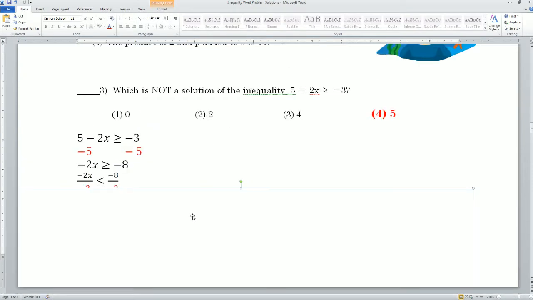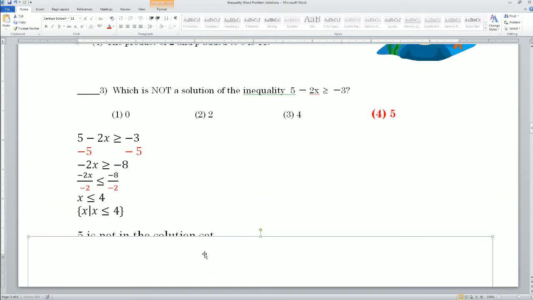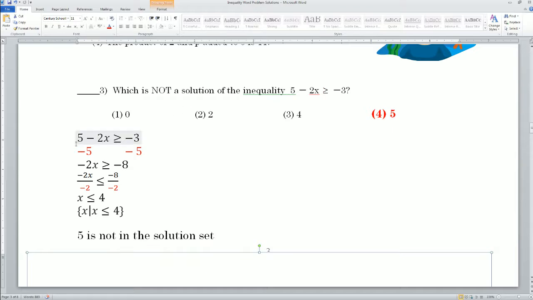Next one, which is not a solution to the inequality, right? Here you go. So here's the equation. Subtract 5 because you already have one variable. Divide by negative 2. Look, I flipped this. Notice that I flip it when I divide by negative 2. So in the end, x is less than or equal to negative 4. So x can be 4, can be 3, can be 2, can be 0. It cannot be 5. 5 is not within that solution set. Okay? So the answer is this number.